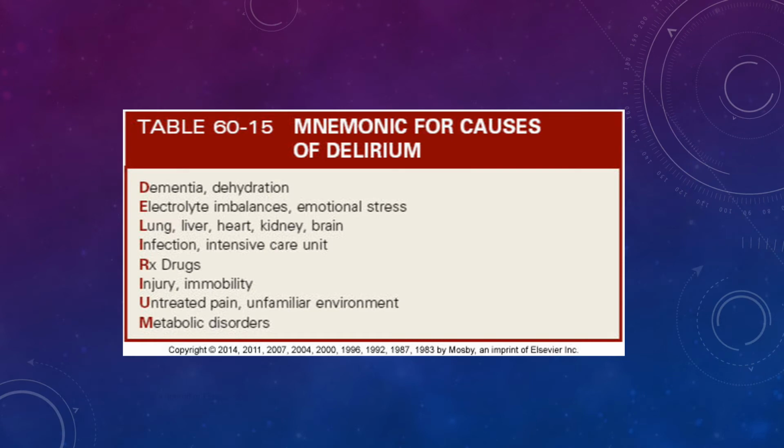So the causes of delirium include, this is a little mnemonic, delirium. Dementia or dehydration, so these contribute to delirium. Any electrolyte disturbance, of course. Emotional stress will contribute to it. Lung, liver, heart, kidney, brain. This refers to any disease of those organs. Any kind of infection, of course, sepsis will do it.